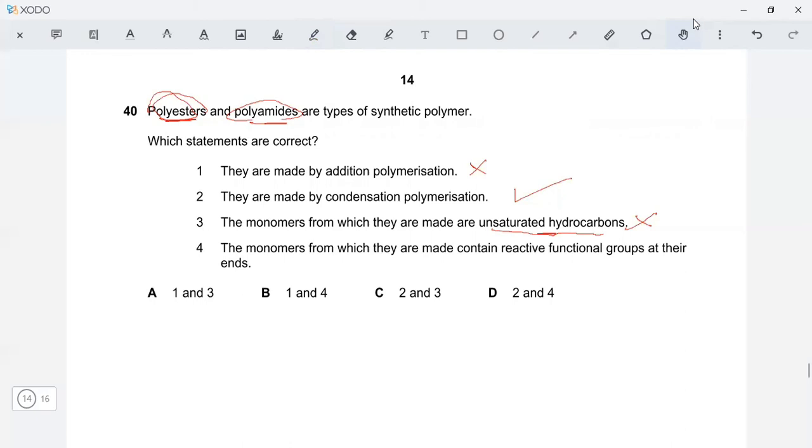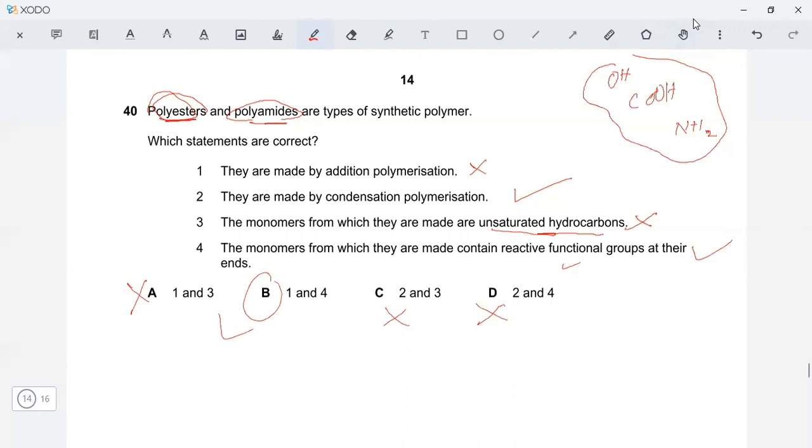Now, fourth statement, monomers from which they are made contain the reactive functional group at their ends. So, obviously, the polyamide and polyester are made, and they will be containing the functional group. Which functional group? It can be OH or COOH or amino group NH2. Okay, these are the functional groups you can find. These are reactive. So the statement seems to be correct. So the second statement and fourth statements are actually right. So in which option do you find that? Option A is wrong. Option D also wrong. Option C also wrong. Option B is the right answer. So I hope you understand. Thank you for watching this video.